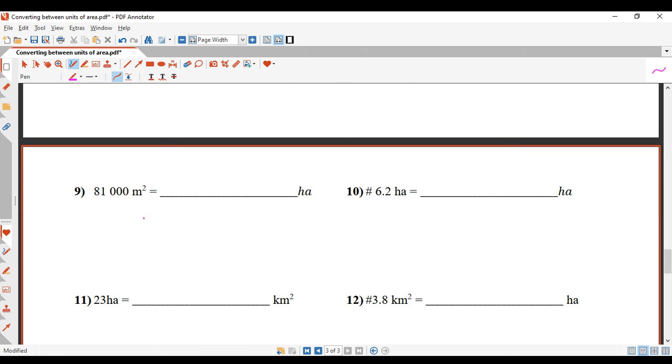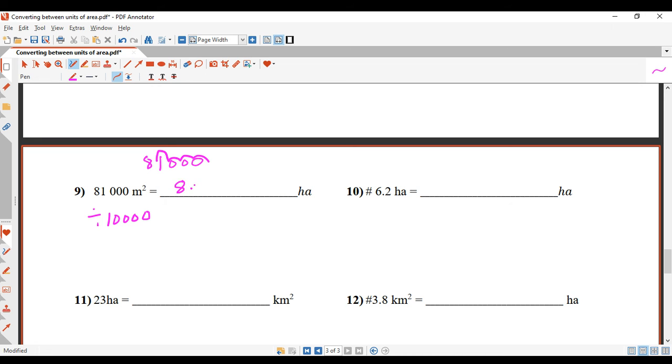Right, so we're going to divide by 10,000. So that means I'm going to take 81,000 and divide by 10,000. So I'm moving the decimal point 4 places to the left. So if I have the 81,000 here, I'm starting my decimal point here. 1, 2, 3, 4. So it goes between the 8 and the 1.